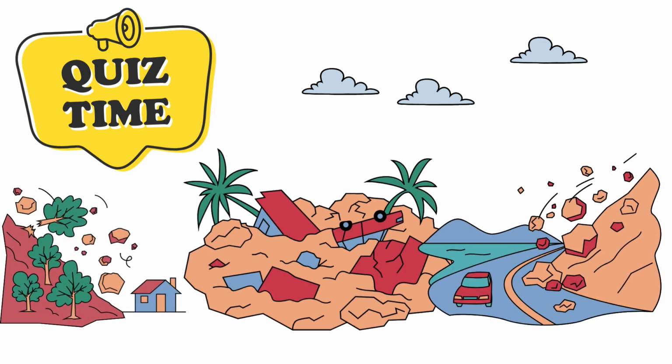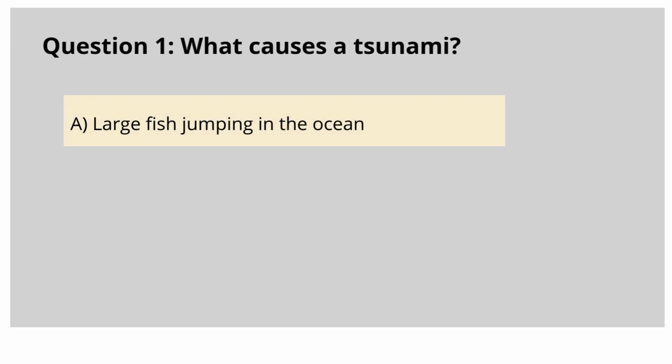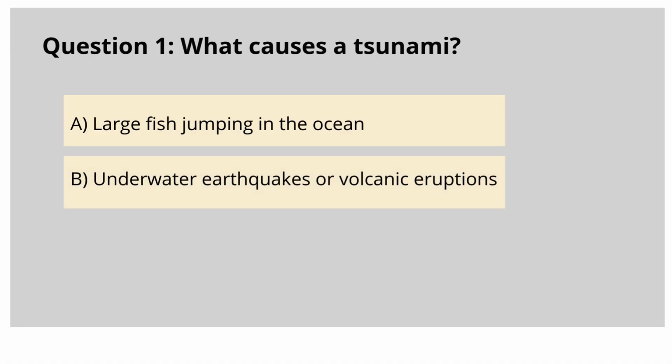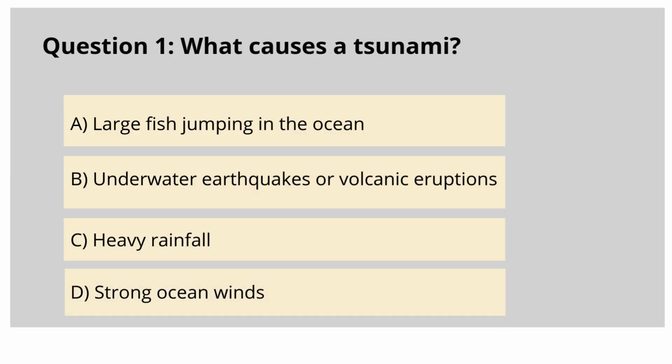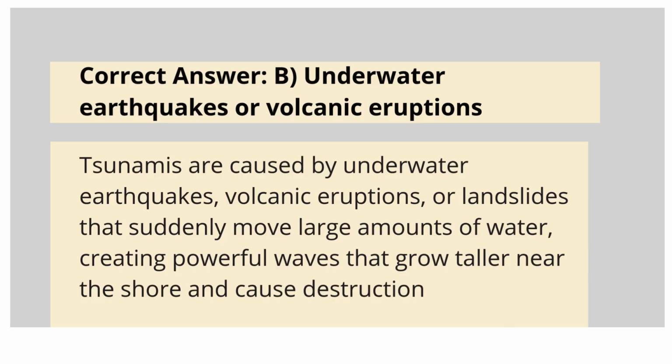Now, let's test your understanding with some multiple-choice questions. Question 1. What causes a tsunami? A. Large fish jumping in the ocean. B. Underwater earthquakes or volcanic eruptions. C. Heavy rainfall. D. Strong ocean winds. Correct answer, B. Underwater earthquakes or volcanic eruptions. Tsunamis are caused by underwater earthquakes, volcanic eruptions, or landslides that suddenly move large amounts of water, creating powerful waves that grow taller near the shore and cause destruction.